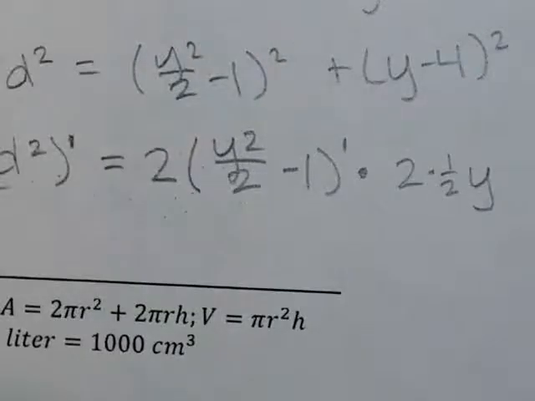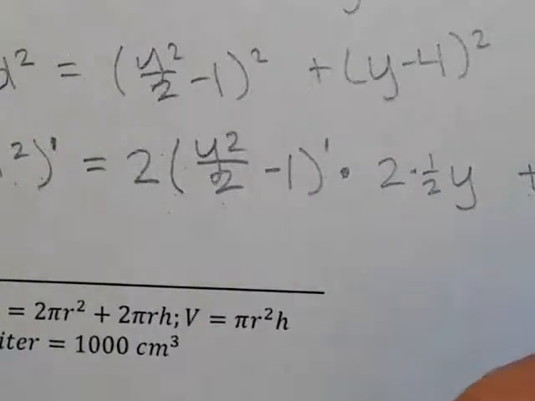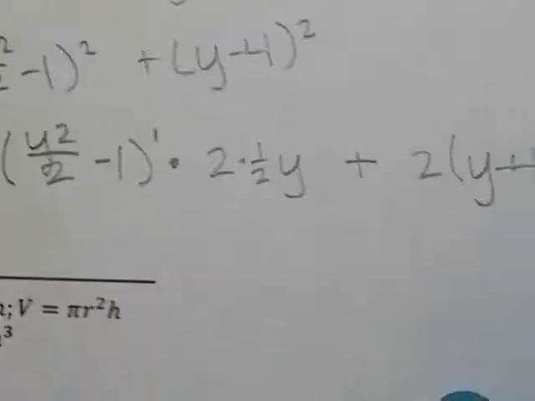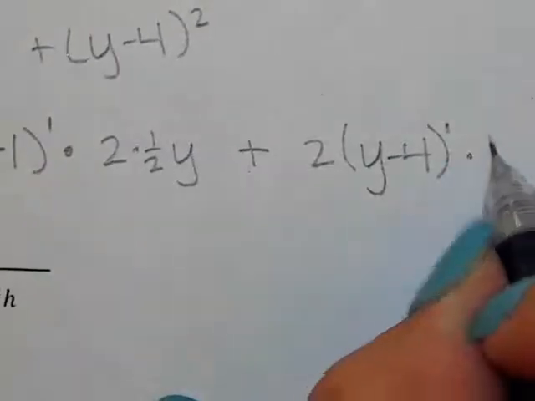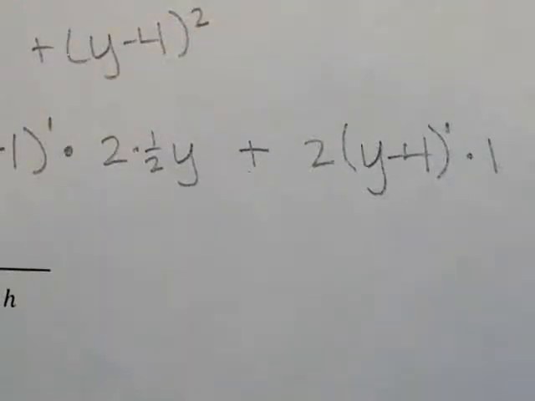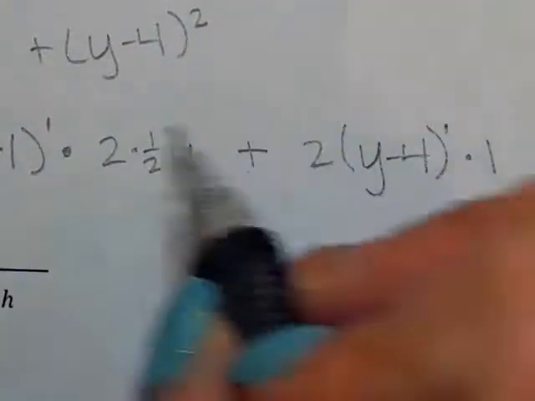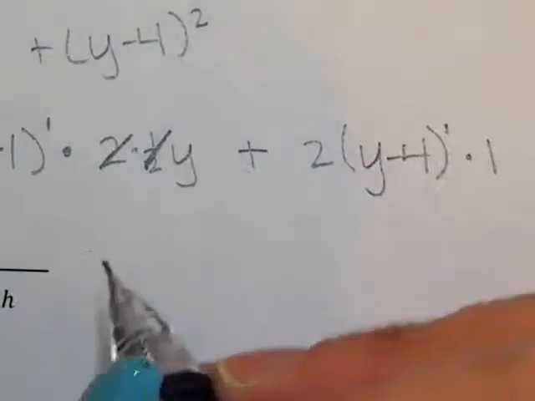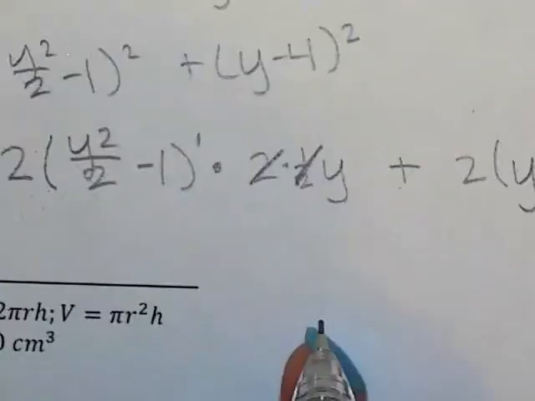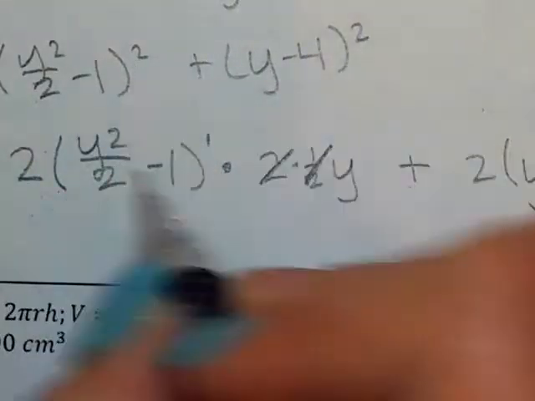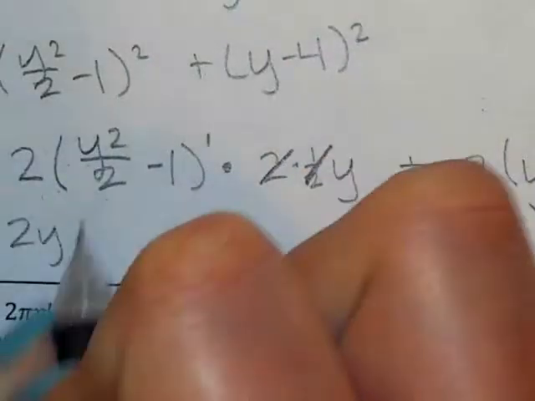All right, plus 2 y minus 4 to the 1 times 1. Okay. So we can go ahead and do all of our distributing, right? We got a 2y that's being multiplied inside. I'm just going to write it so it's easier for me to do my distributing.